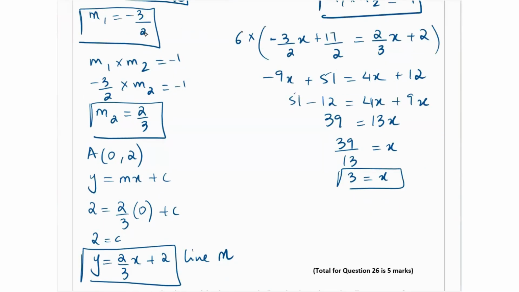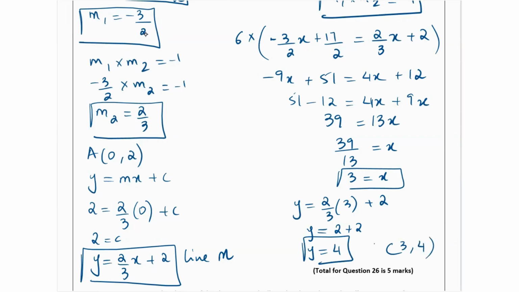To find the y value for C, we can put x equals 3 in either of the equations. If I choose line M, y would be 2 over 3 times 3 plus 2. That's 2 plus 2, and y equals 4, which means C is going to be (3, 4).